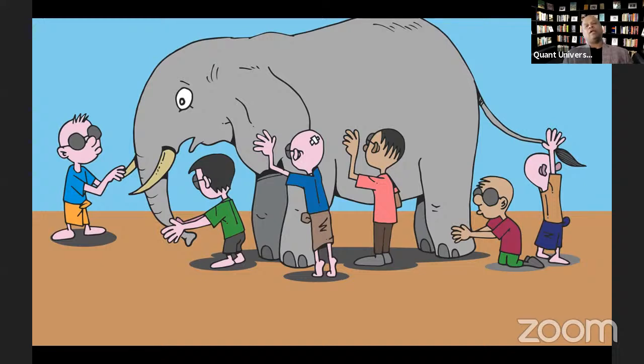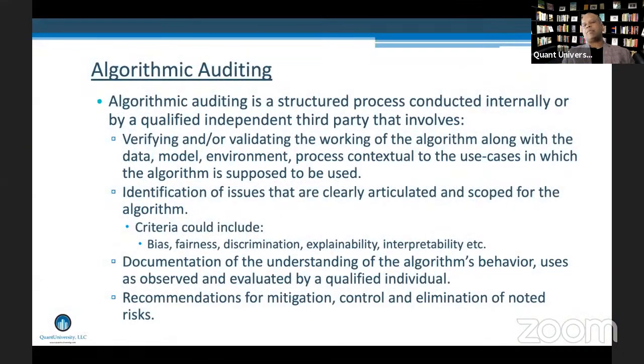Everybody has their own view on what should be defining or prioritized in the context of an algorithmic audit. The way we have looked at it is that it builds upon model risk management principles, and it has to be incrementally adopted from the established practices we've already seen. So we define it as a structured process conducted either internally or by a qualified independent third party that involves verifying and/or validating the working of the algorithm, along with the data, model, environment, and process, contextual to the use cases in which the algorithm is supposed to be used.